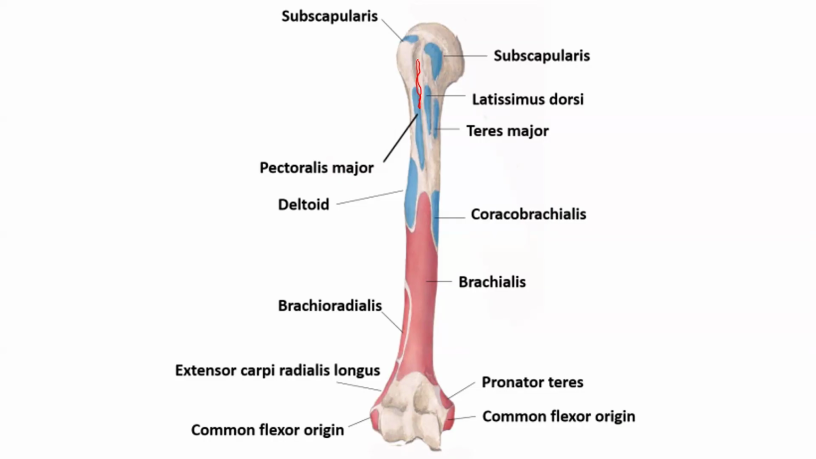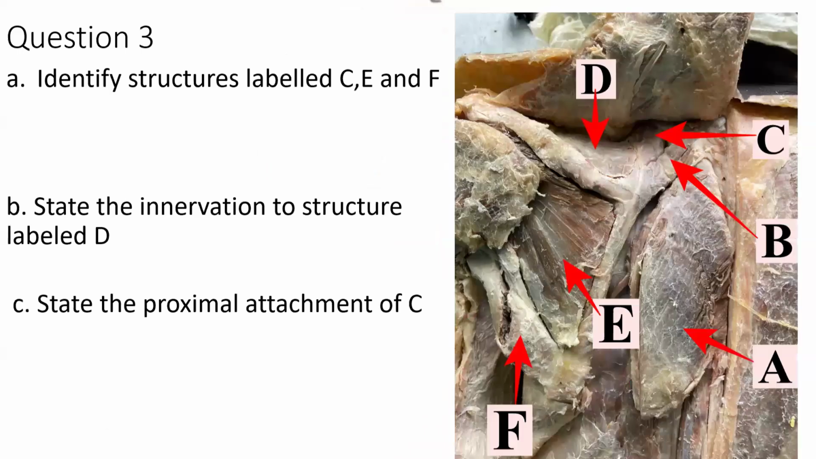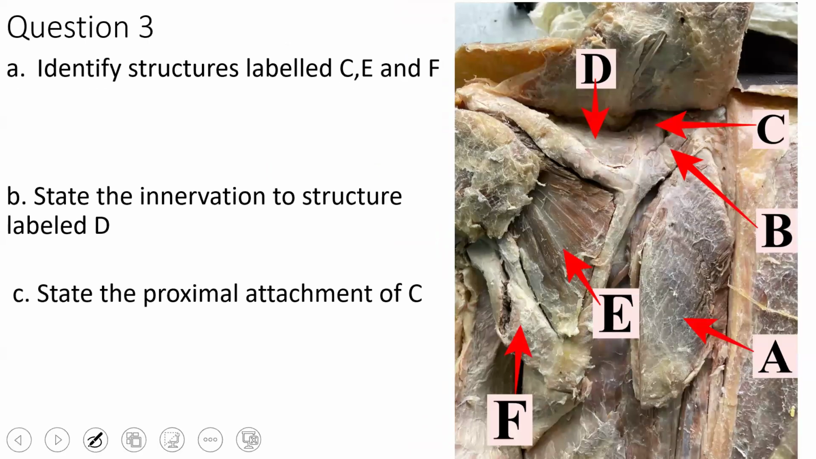The bicipital groove has two lips, a lateral lip and a medial lip. Inserted into the lateral lip is pectoralis major. Inserted into the medial lip is teres major. Now, latissimus dorsi is usually inserted into the floor of the bicipital groove. So you need to remember that arrangement. On the lateral lip, pectoralis major. On the floor of the bicipital groove itself, latissimus dorsi. And on the medial lip is teres major. It's very important.